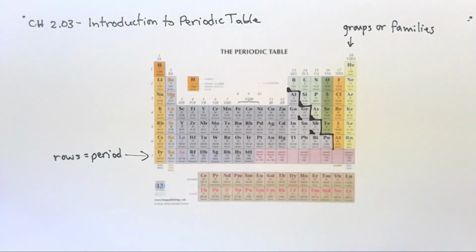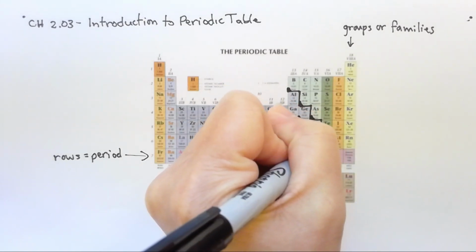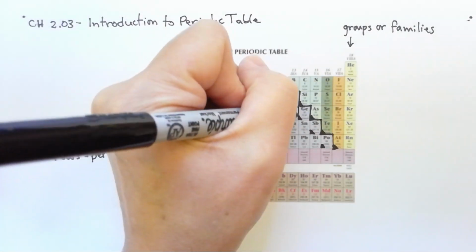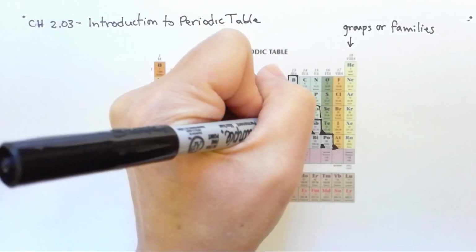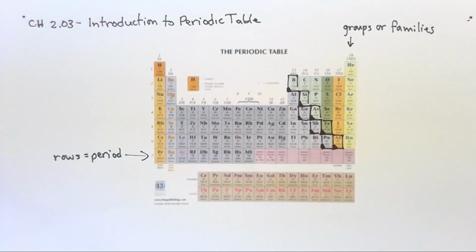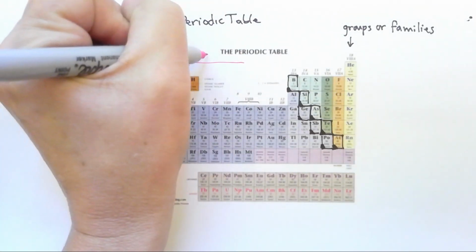You can see what I'm doing here. I can outline them too, that would help. Everything to the, let me switch colors. Everything to the left of this line is considered to be metals.